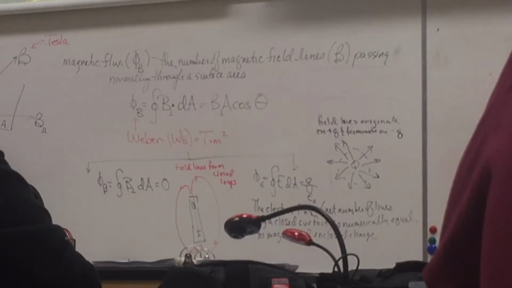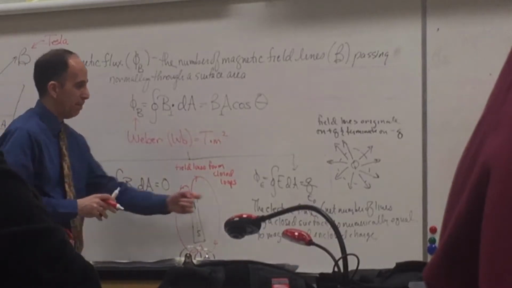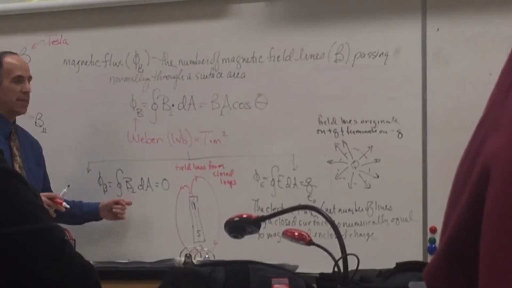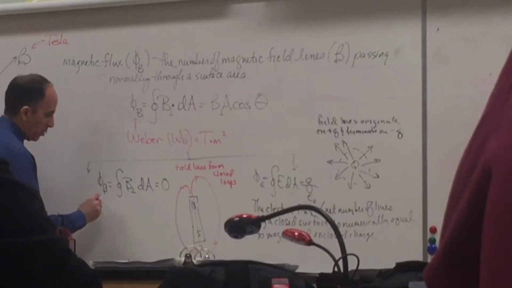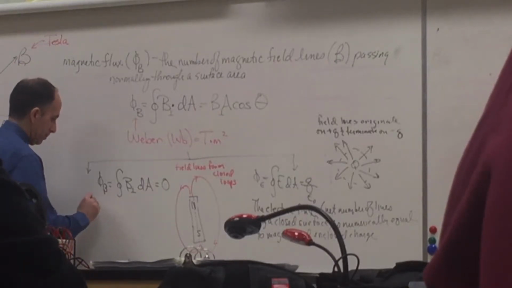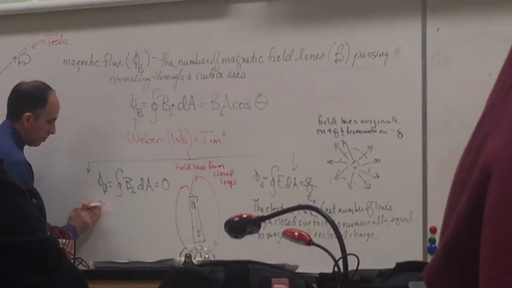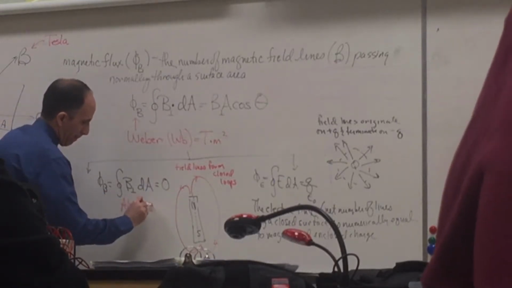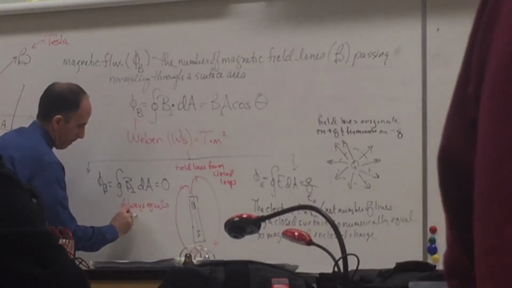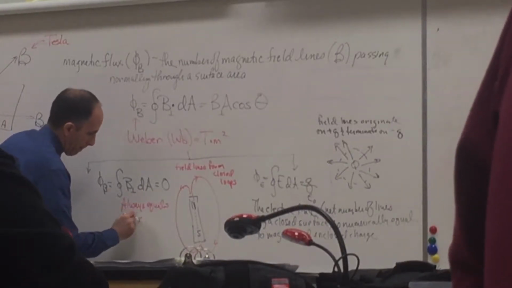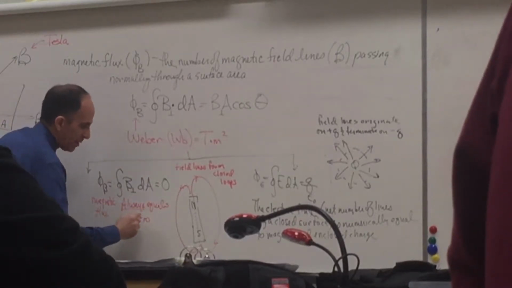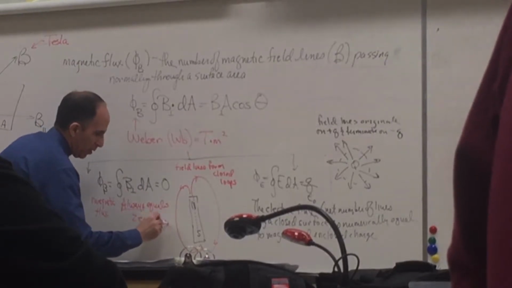The problem is people erroneously make this translation over. That's not correct. So it always equals 0. The magnetic flux always equals 0 through a closed surface.